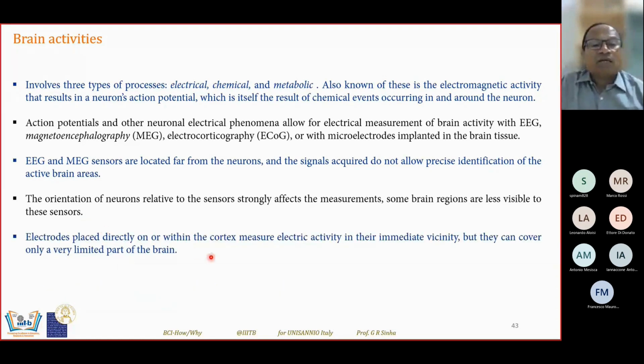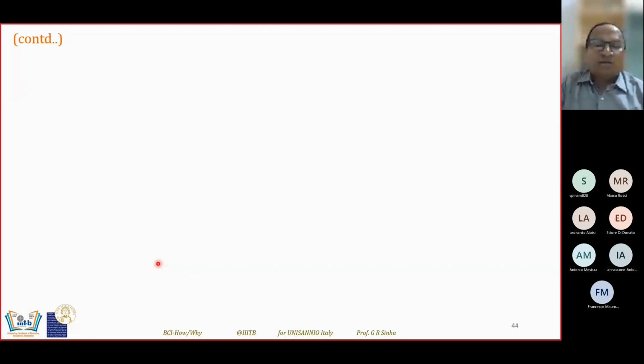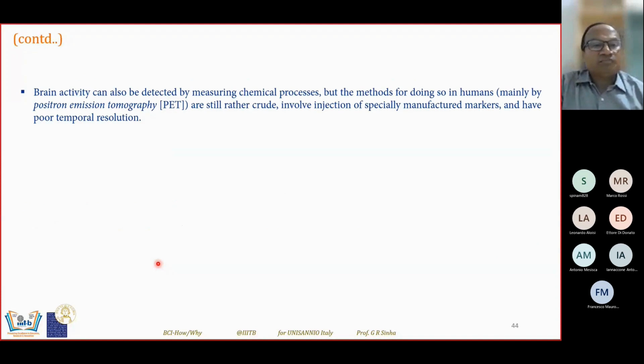Electrodes placed directly on or within the cortex measure electrical activity in the immediate vicinity, but they can cover only a very limited part of the brain. Brain activity can also be detected from the outside of the brain.